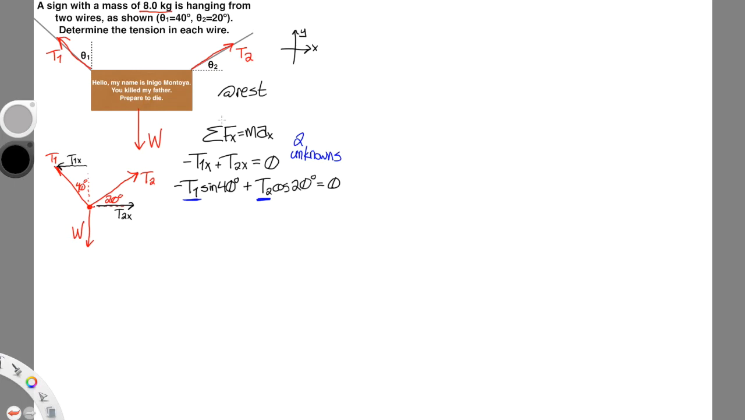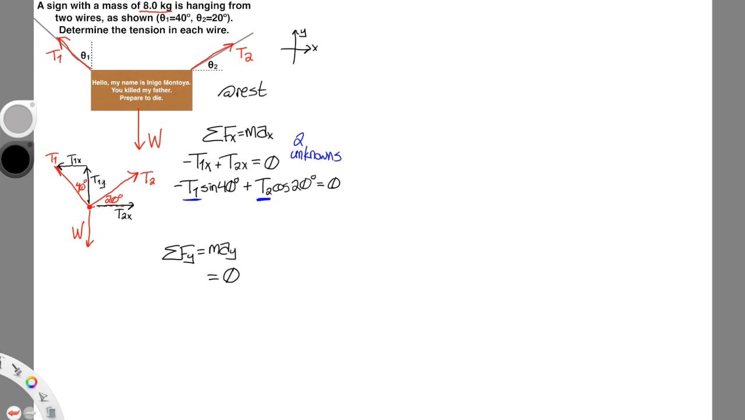If we've already tried our x equation, a good next step would be to try our y equation. The net force in the y direction equals the mass times acceleration in the y direction. Again, same steps whenever we use this equation. On the right-hand side, our acceleration is 0, so we set the right-hand side equal to 0. Then on the left-hand side, we fill in forces from our free body diagram. Tension 1 does point in the y direction, but not all of it.